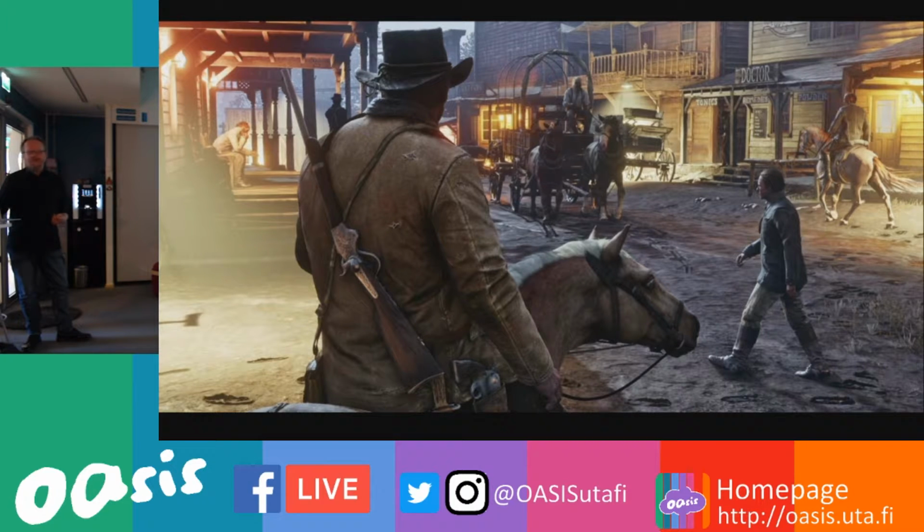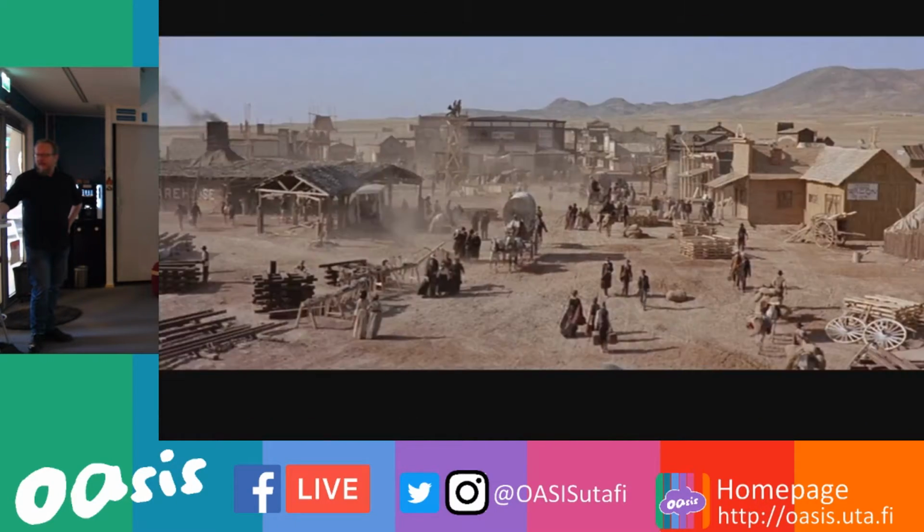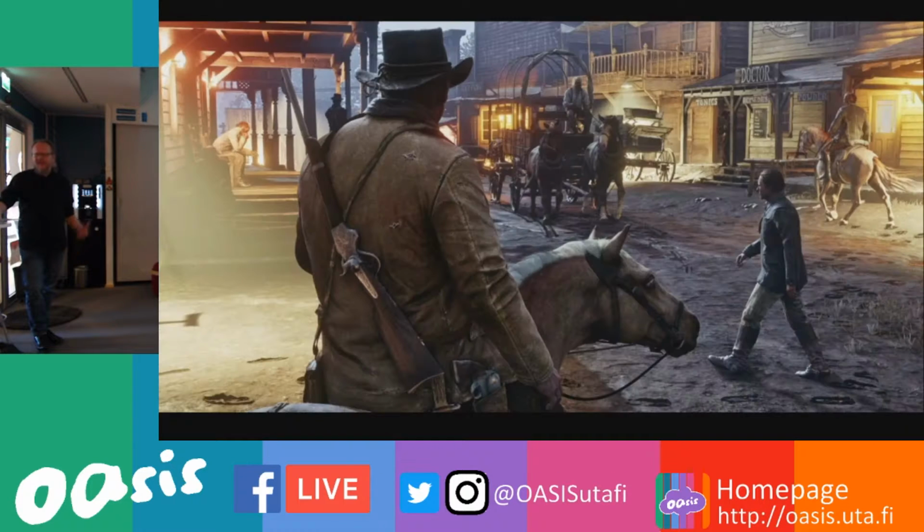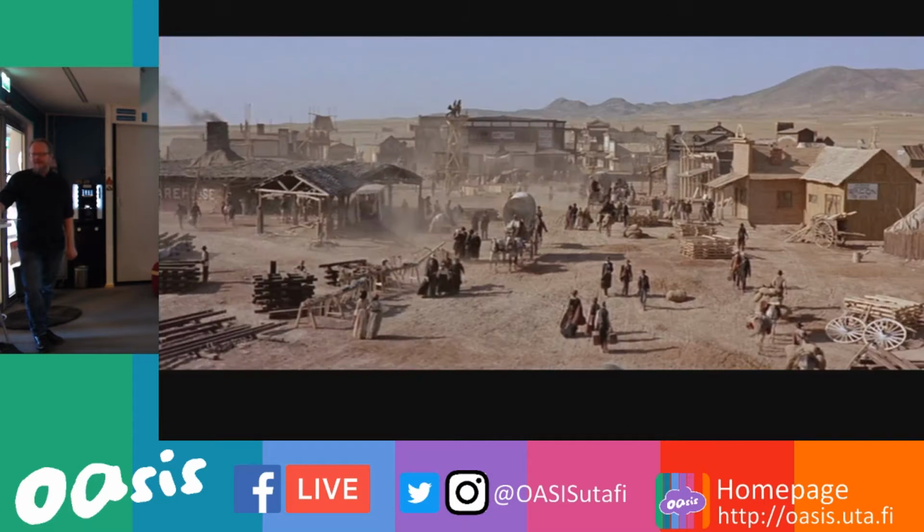Here, Arthur is arriving in Valentine, which is one of the frontier towns in Red Dead Redemption 2, and which really reminds one of Once Upon a Time in the West, the movie from the 1960s. So it taps into this media cultural knowledge of what Western towns look like. And this is used a lot in Red Dead Redemption in different places.